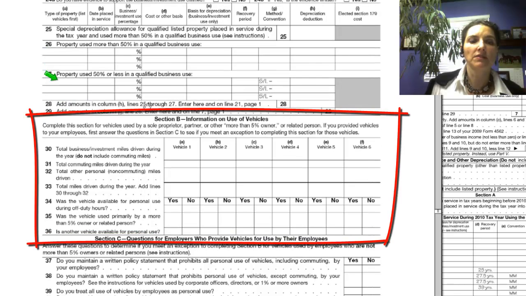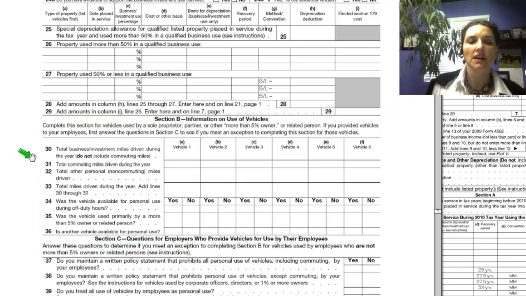Then you must also complete information in Section B, and you must enter all of this information that covers how the vehicle was used. On line 30, you enter the total business investment miles driven during the year, not including commute. Then on line 31, you enter commute miles that were driven, and on line 32, you enter the total of all other personal non-commuting miles driven. I believe that the IRS goes out of its way specifically to give a line to commute miles because the IRS says that commute miles are not business miles, and they want to make sure that people do not include commute as a part of business, so they give it its own line.